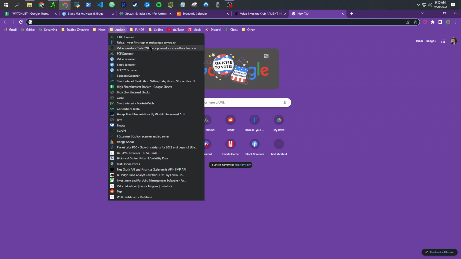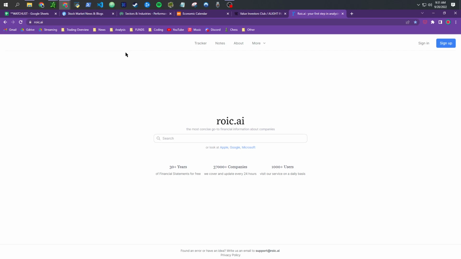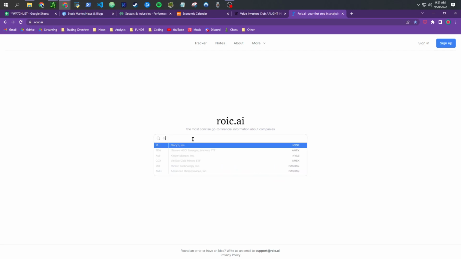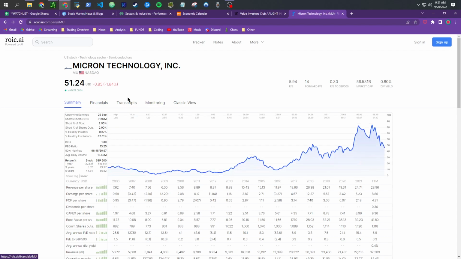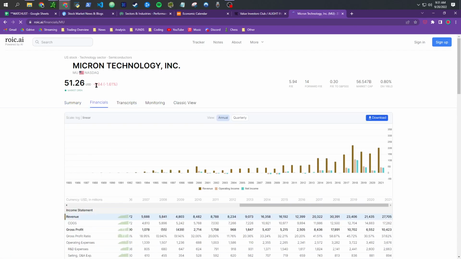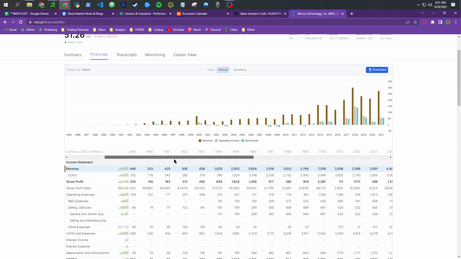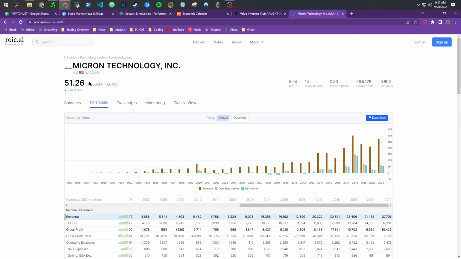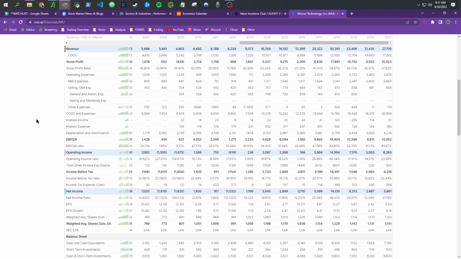So, all right, let's see. What else do we have? I don't really use ROIC.ai for screening, but I guess it's part of the screening approach. So let's say a lot of people have been talking about Micron. What I'll do specifically is I'll use ROIC.ai because they show me long-term financials, and that's particularly what I like about it. But I'll go to financials, and I want to see their operating income, and I want to see the operating margins, and that gives me an idea of how efficient they've been over the years and how consistent they've been.